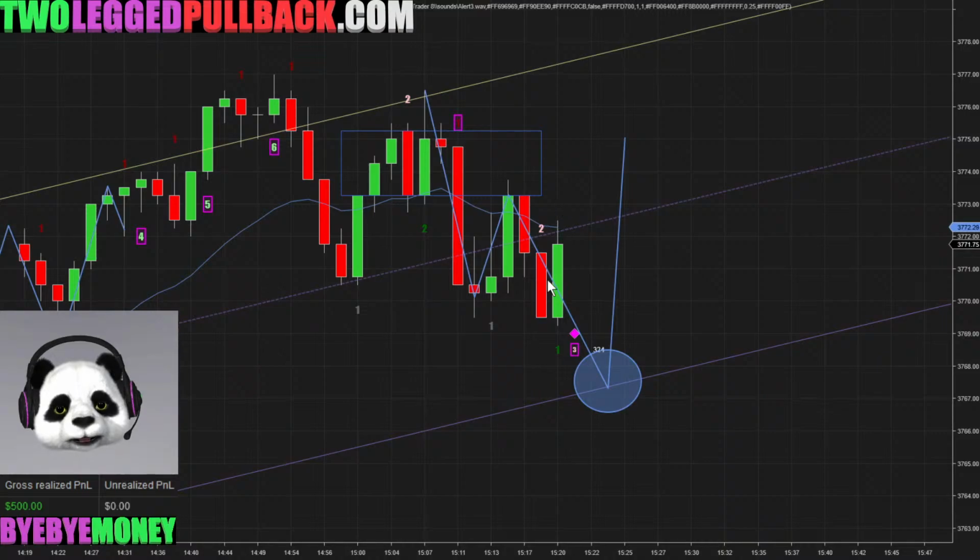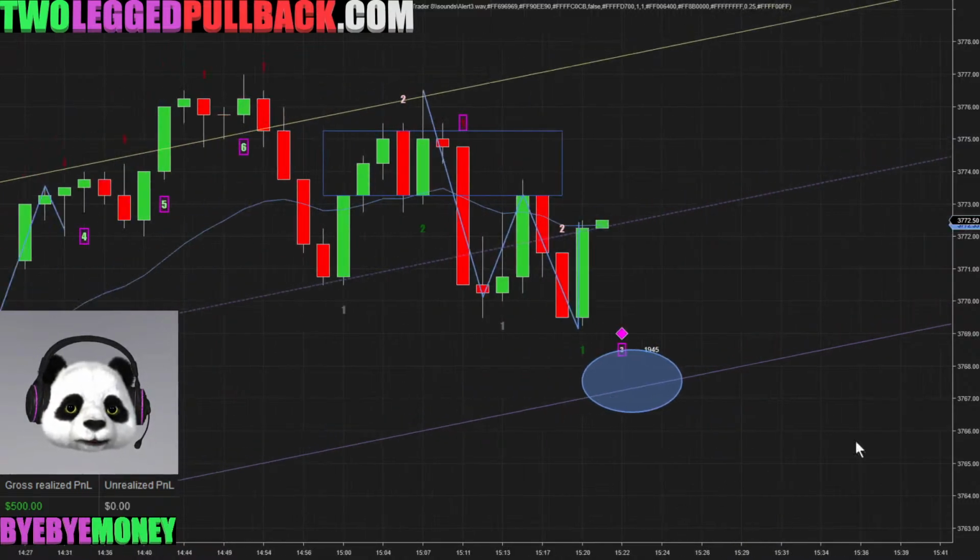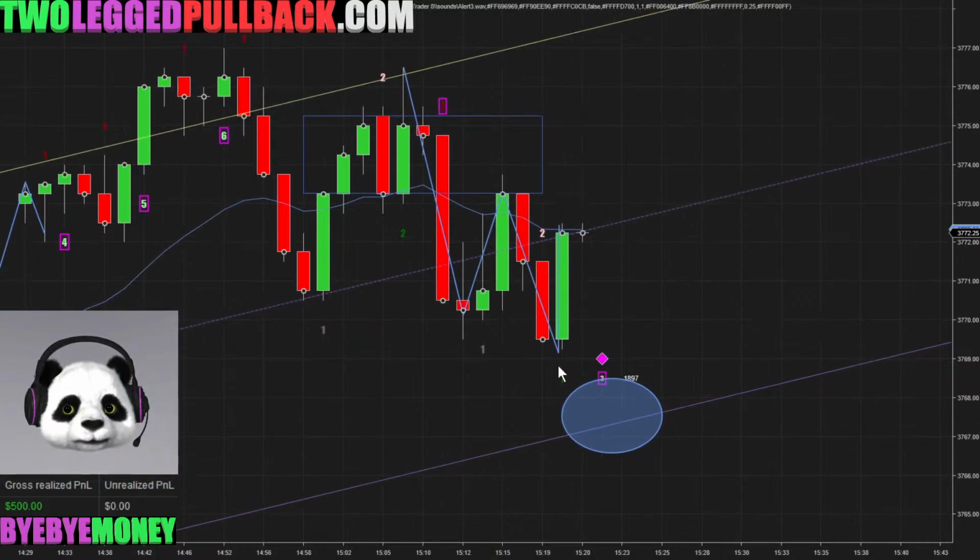So it did create a two-legged pullback here, as you can see, but the context not so good in my opinion. So we'll wait for this setup. I mean, this could reverse and shoot upwards, sure, but we'll wait till it gets closer to our key area here. Okay, so yeah, even Mac will say third entries or second entries. So we need another two-legged pullback. The next two-legged pullback we're looking for will probably look something like this now.